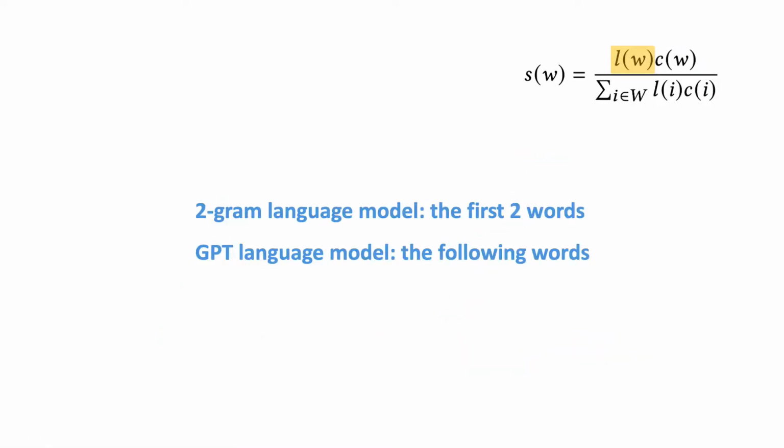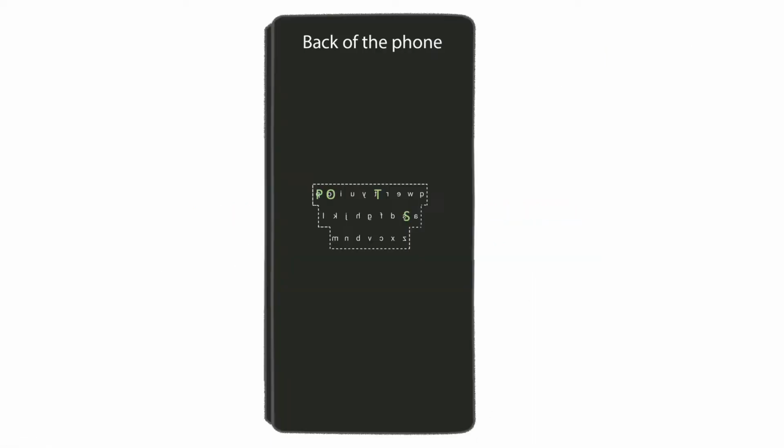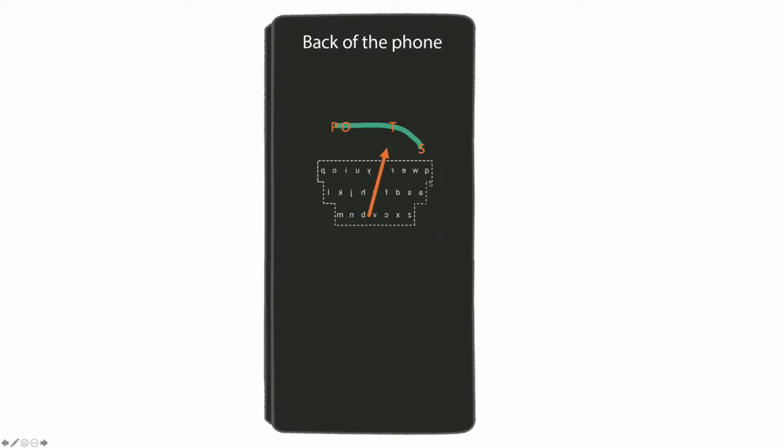For language probability, we implement a bigram language model for the first two words, since there is little language context. And the GPT language model was used for the following words. According to what we learned from the first study, we designed an interactive updating algorithm to update the center of the imaginary soft keyboard after entering each word. Simply speaking, after the user confirms the input, we change the keyboard center to the newly estimated position.